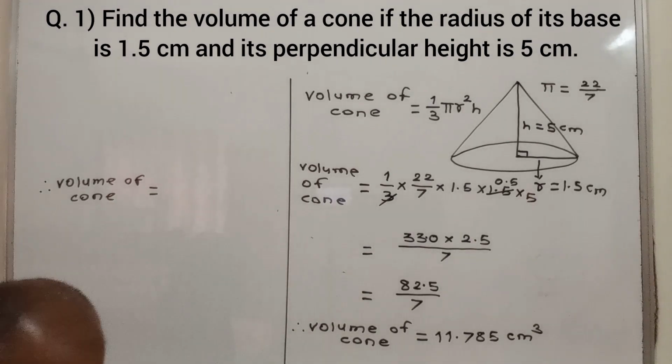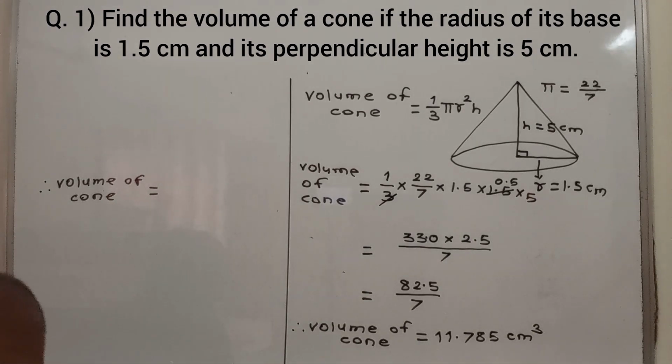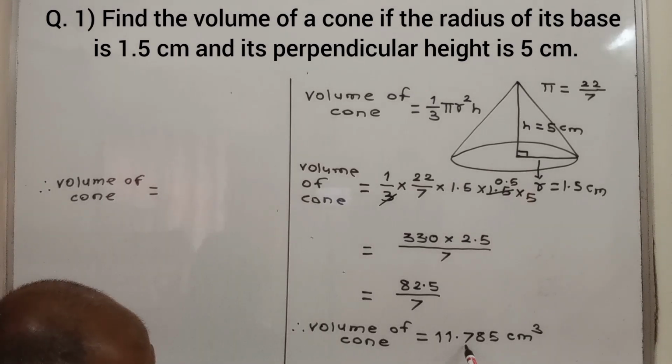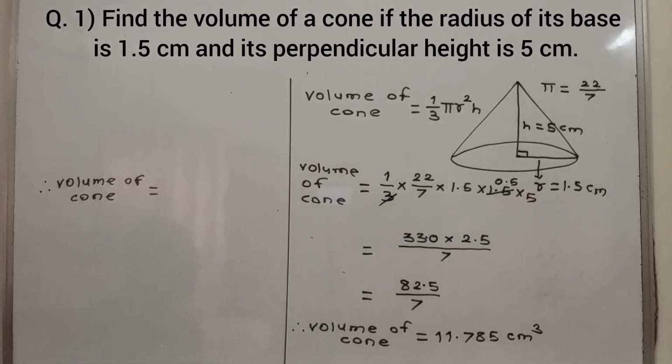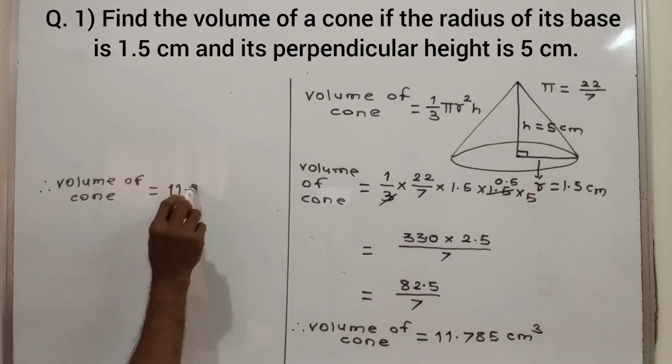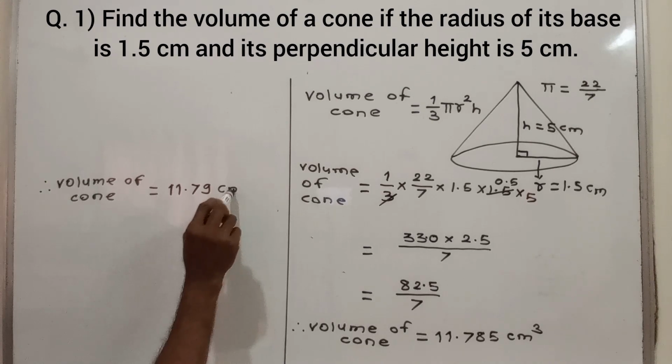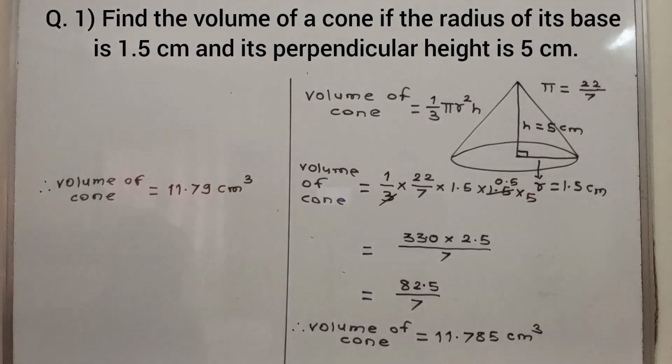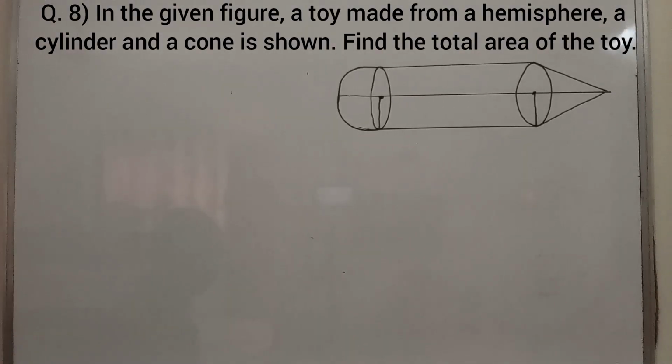We can keep this answer. This is also right. If we want up to 2 decimal places, then see this, 2 decimal places. If the third digit is 5 or bigger than 5, then add 1 to the previous digit. So 8 becomes 9. Therefore, 11.79 centimeter cube. Therefore, volume of cone is equal to 11.79 centimeter cube.